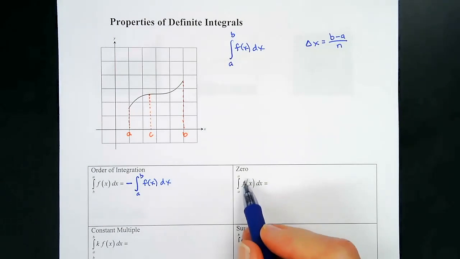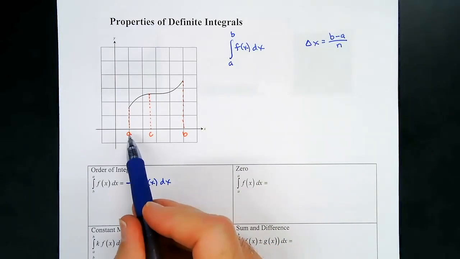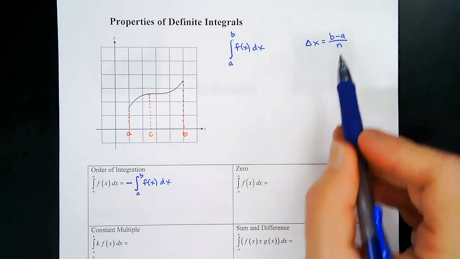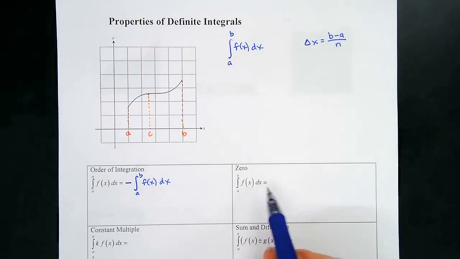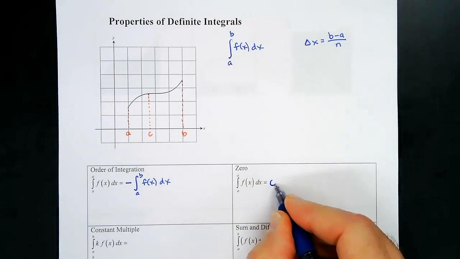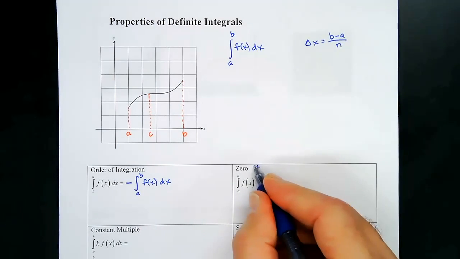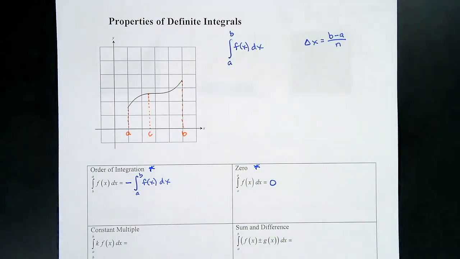So this next one, the zero property, is if we integrate from a to a. So if we start here and end here, well, there's no rectangles to be made, right? Our delta x is going to be 0. So if we integrate from a to a of f of x dx, that's always going to be equal to 0. So that's going to be a really significant one, and so is the previous one today. And there's going to be a couple that aren't as significant.